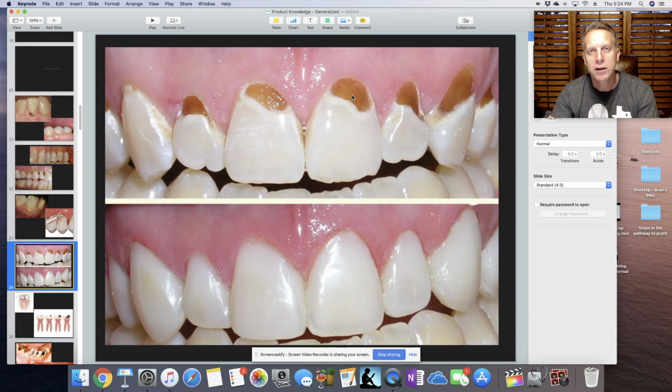So class 5 lesions, again, cavities due to caries, abfraction, erosion, or something wrong with the bite.